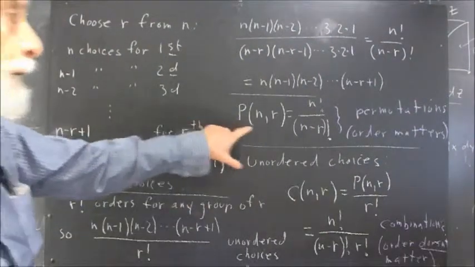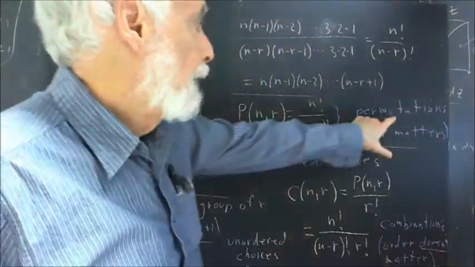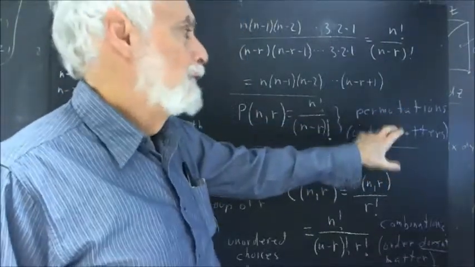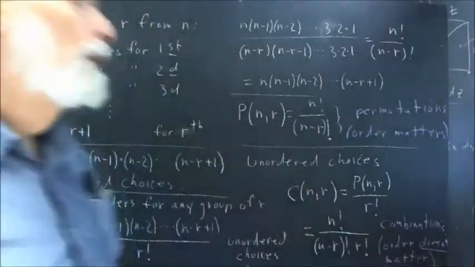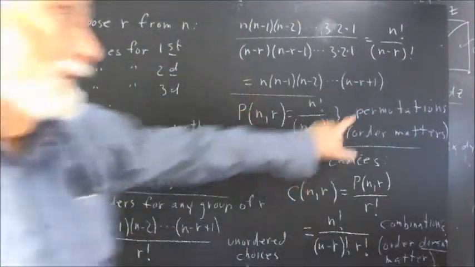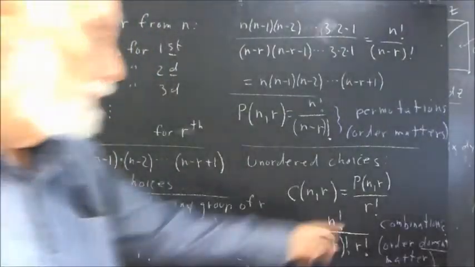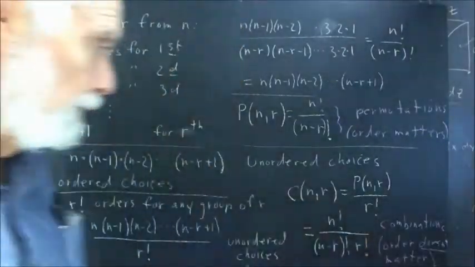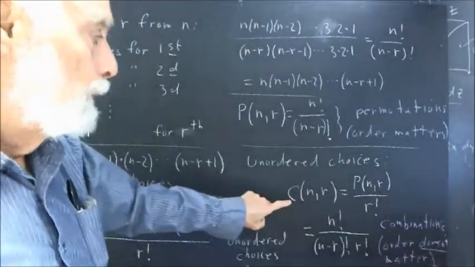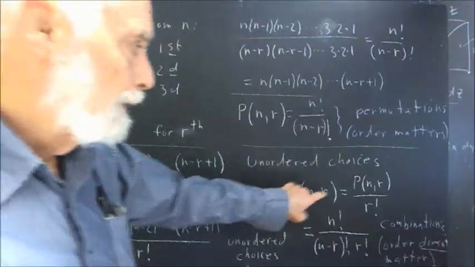We give P of n r a name. We call that permutations, where order matters. Actually, we use the word permutations to describe when order matters, and then we use P because of the word permutations. Similarly here, this is combinations. Combinations are when order doesn't matter. So we use C for combination, C of n r.